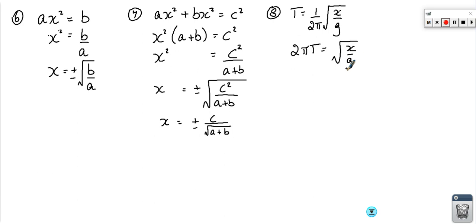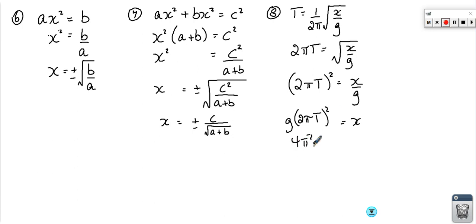I'm going to remove the square root. On the other side it becomes a square. So I have 2 pi t squared is x on g. So x is equal to g times 2 pi t squared. I can square that bracket, which I get 4 pi squared g t squared equals x. And there I have x as a subject of the formula.